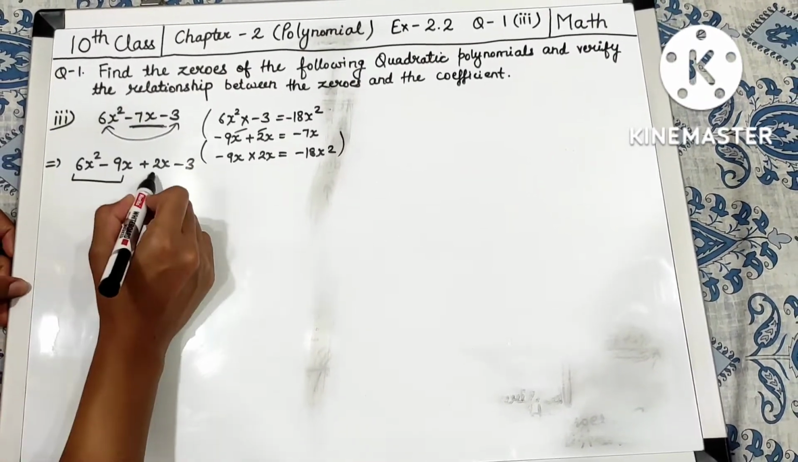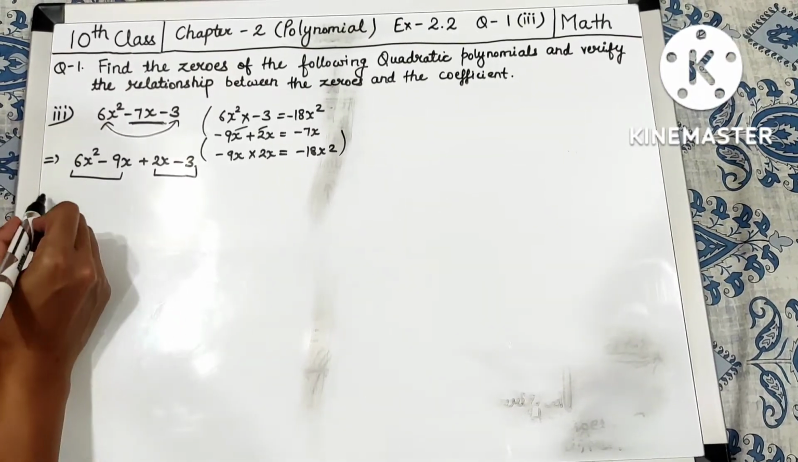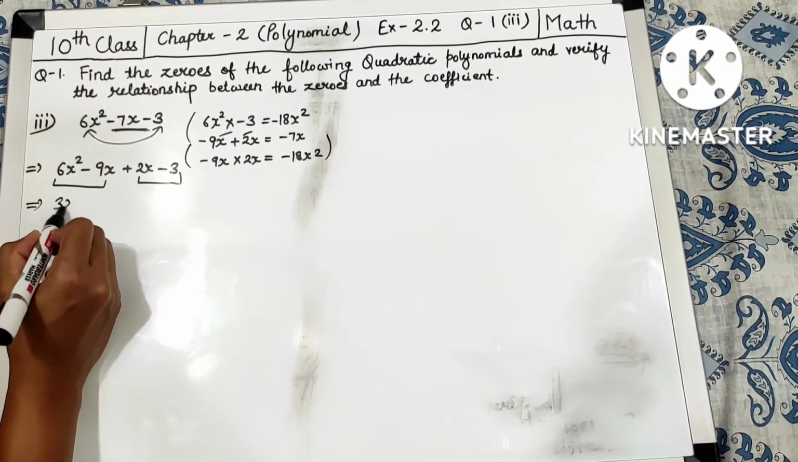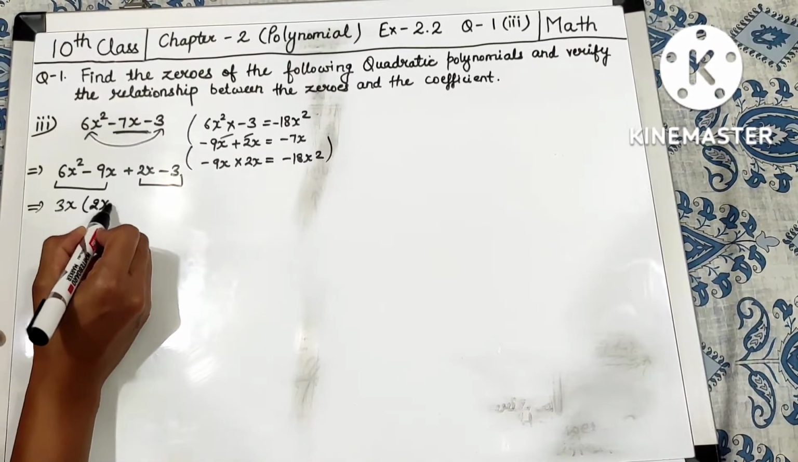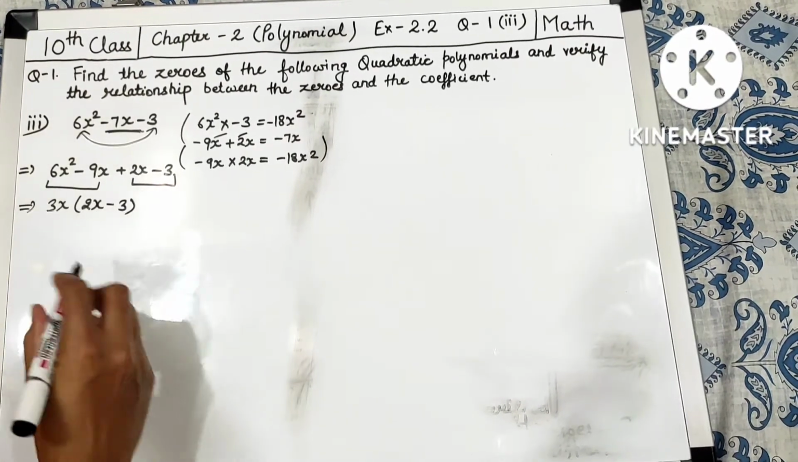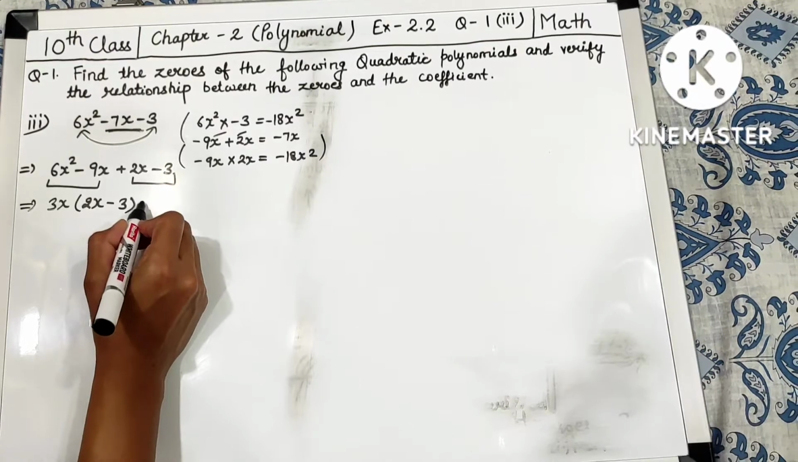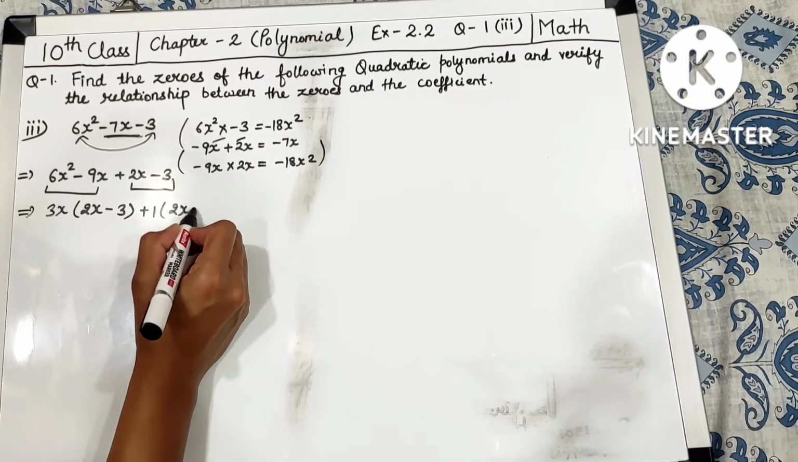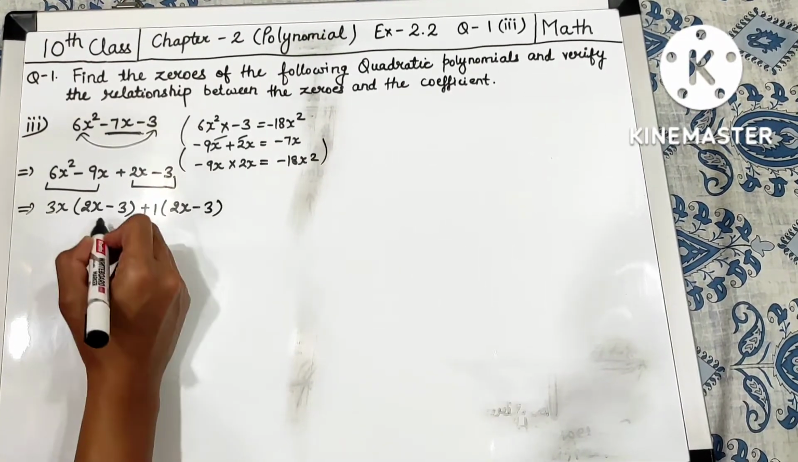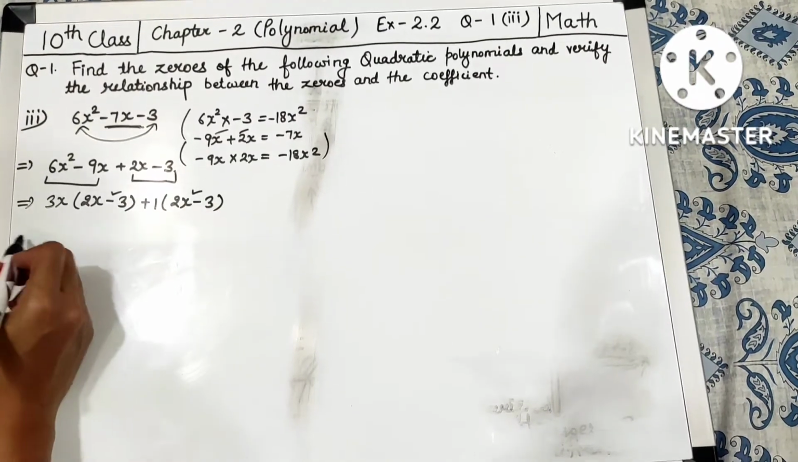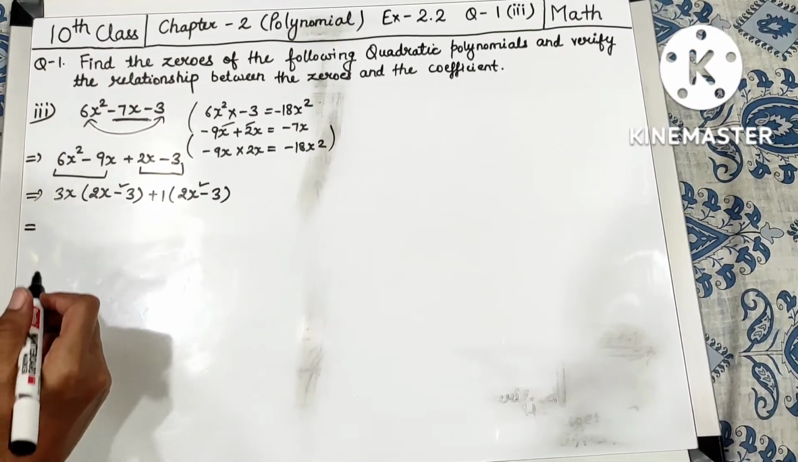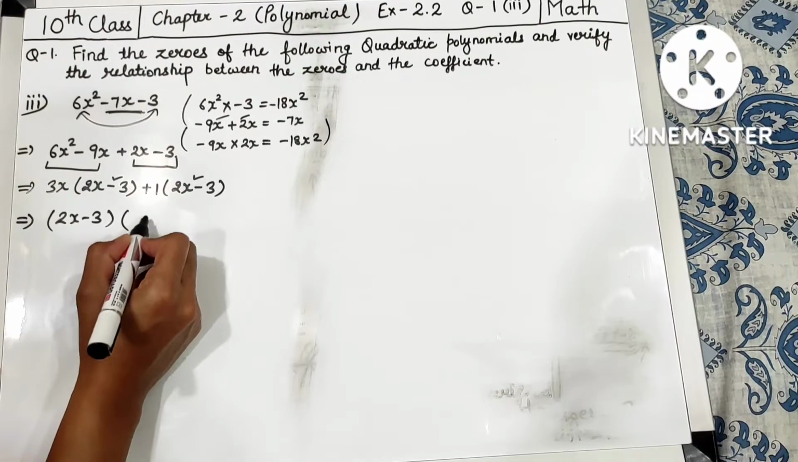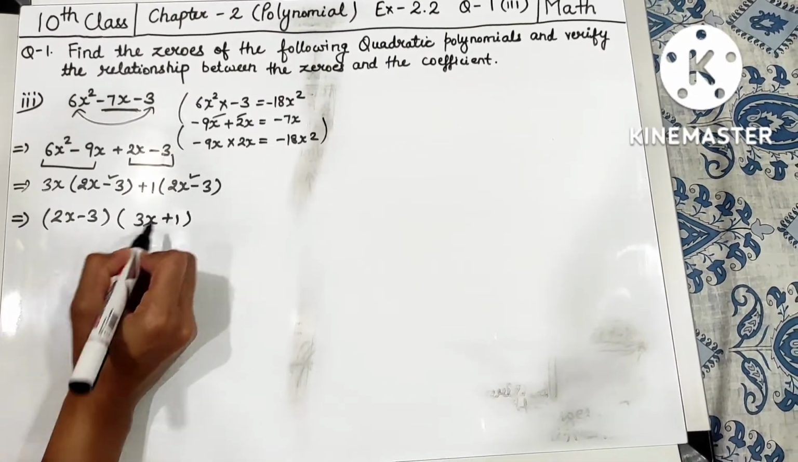तो अब इन दोनों में से कॉमन लेंगे एंड वी विल टेक कॉमन फ्रॉम दीज टू ऑल्सो. एंड फ्रॉम हियर लाइक वी कैन टेक 3x कॉमन. व्हाट विल लेफ्ट? 2x minus 3. Again here nothing is common, so we can take 1 as a common. 2x plus 1, 2x minus 3, because always these two brackets will be same. So we will write the same bracket a single time. 2x minus 3, and we will write 3x plus 1 in another bracket.